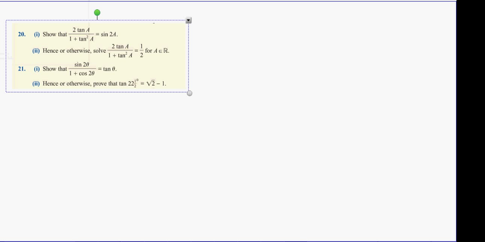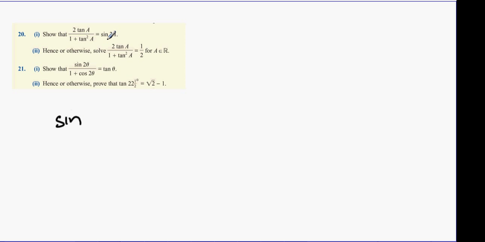Exercise, what's this, 9.14 is it? Yeah, 9.14, this is question 20. Show that 2 tan A over 1 plus tan squared A equals sine 2A.